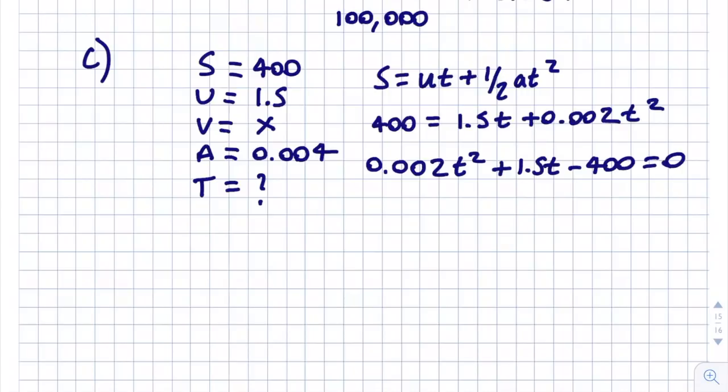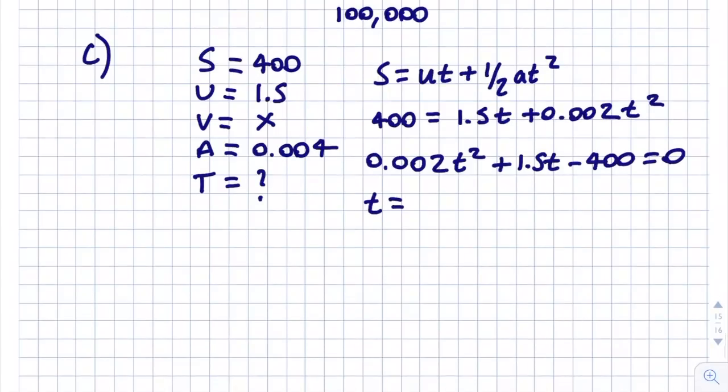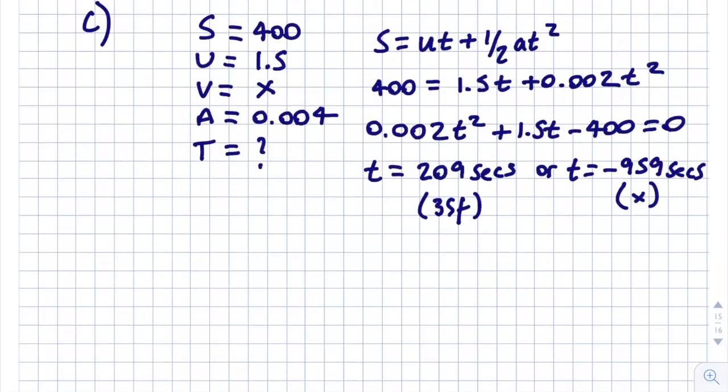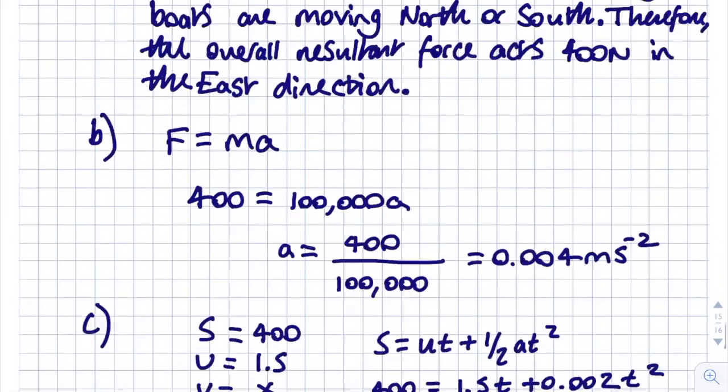And when I press enter, I get my first t value as 209 seconds to 3 significant figures, and my other value of t is minus 959 seconds to 3 significant figures. Well, I know time can't be negative, so the only time I must be dealing with is the 209 seconds.